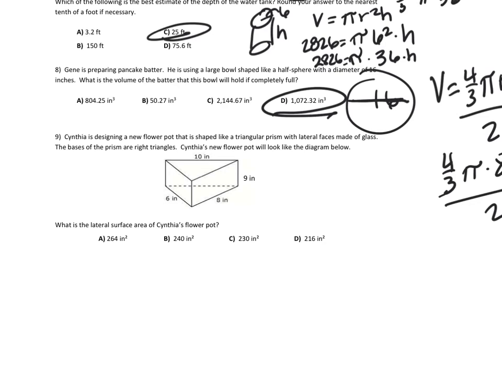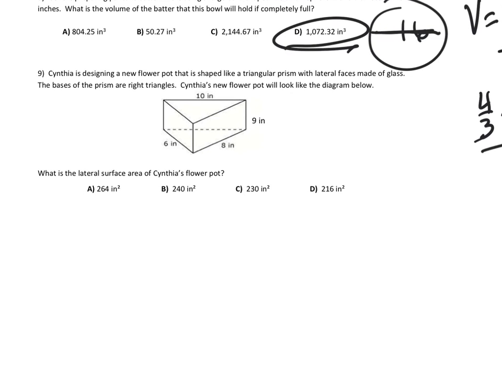Look at number 9. Cynthia's designing a new flower pot that is shaped like a triangular prism and lateral faces made of glass. The bases of the prisms are right triangles. Cynthia has a new flower pot that will look like the diagram below. What is the lateral surface area? Okay, remember, lateral surface area does not include the bases. Okay, so lateral surface area is perimeter times the height. Remember that, right? Okay, that's on our formula chart. We'll get here in just a minute.